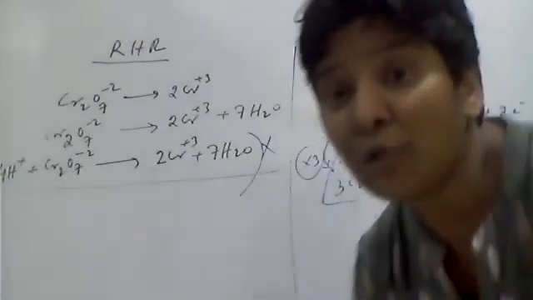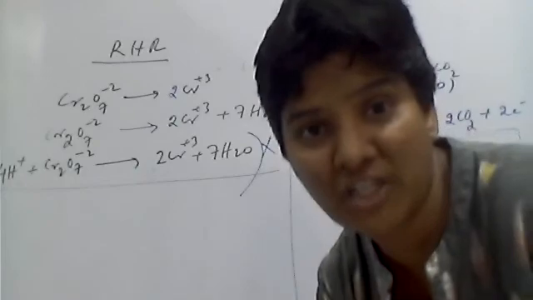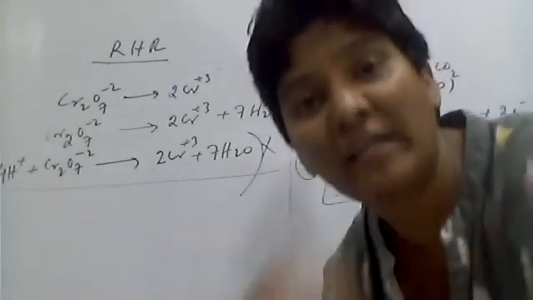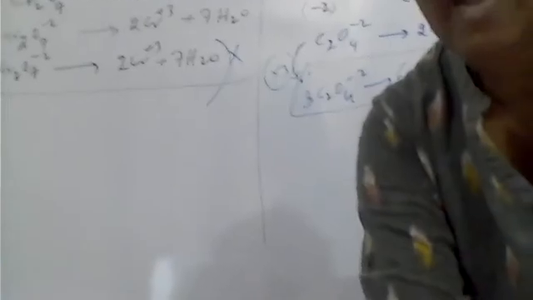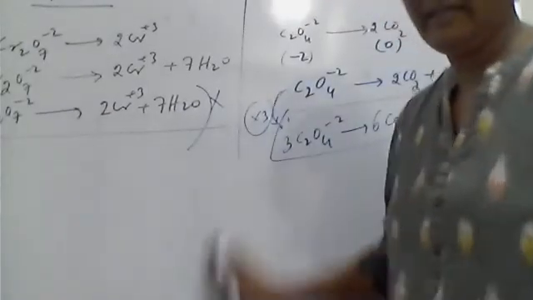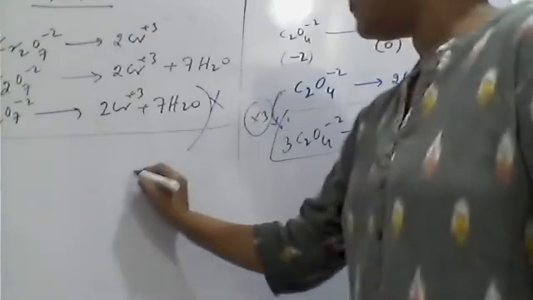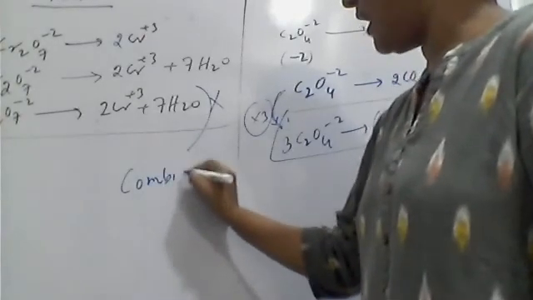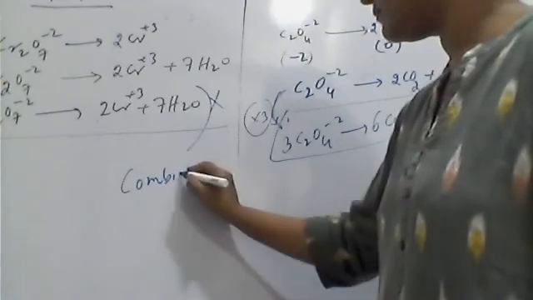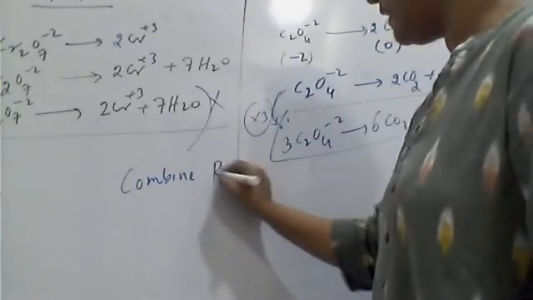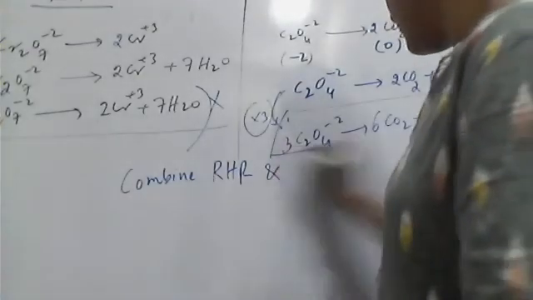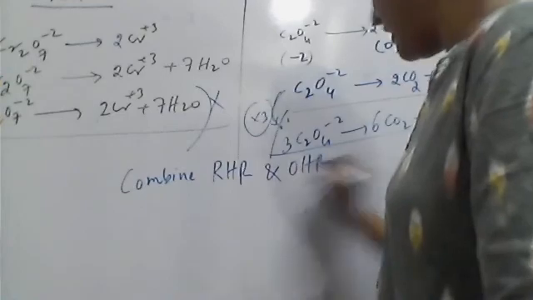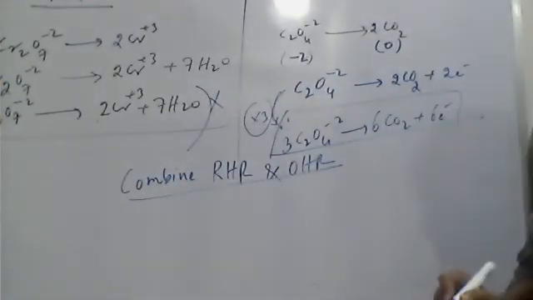But what you are doing is balancing the complete redox reaction. So the final step is what? Combine both half reactions. I'm now going to combine both the half reactions. I'm writing here: combine the reduction half reaction and the oxidation half reaction to get a balanced redox reaction.